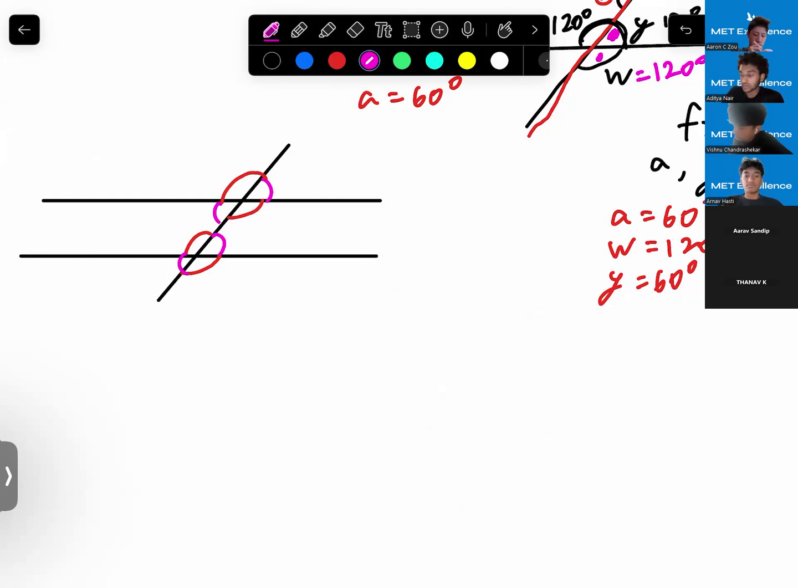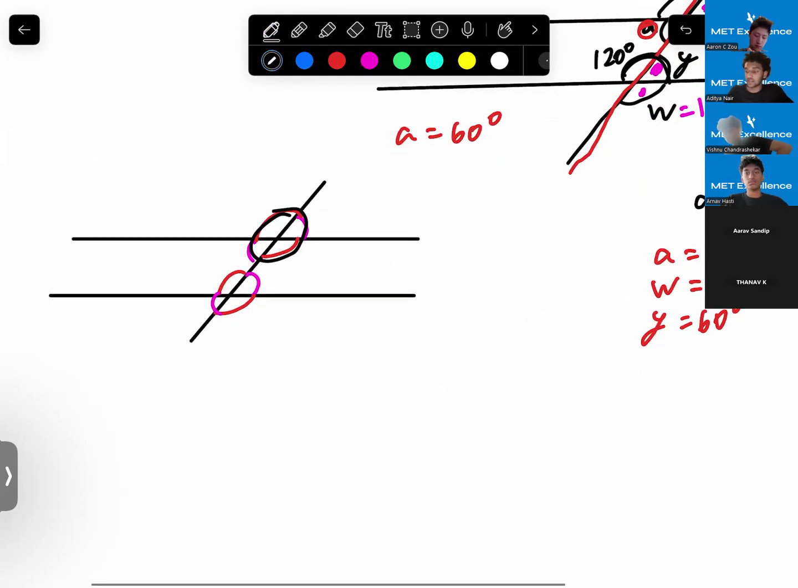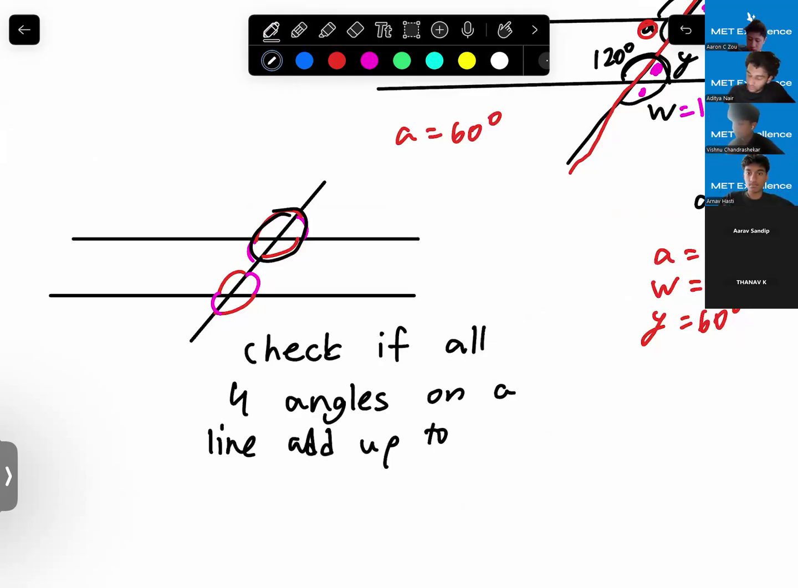So the vertical angles are always equal, and the two opposing ones that are across from each other are also equal. So just remember that. And an easiest way to check your work is to make sure that all of these angles add up to 360, because this is kind of like a circle. If you look at all the angles, and a circle is always equal to 360. So I'll just write that down. Add up to 360.